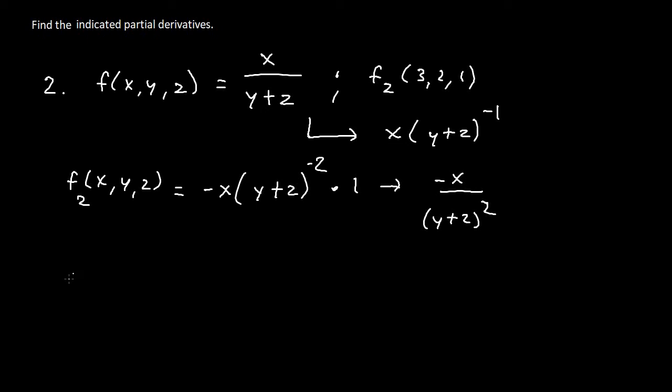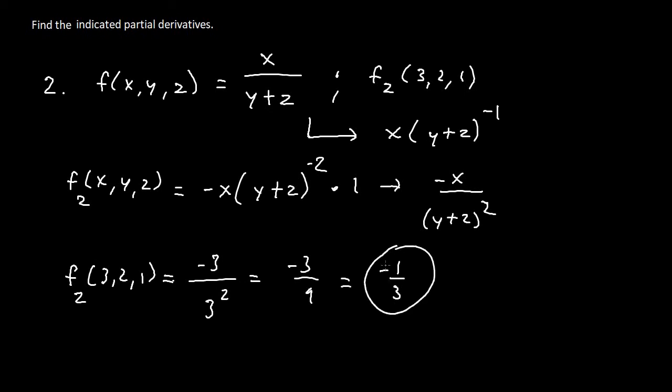So if we evaluate that derivative at (3, 2, 1), we'll get, well, negative x, so we get negative 3 on the top, over (y plus z), so 2 plus 1 is 3, squared. So we basically get negative 3 over 9, which simplifies down to negative 1/3.